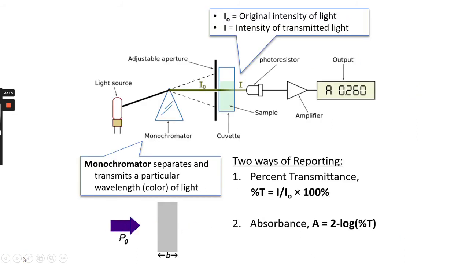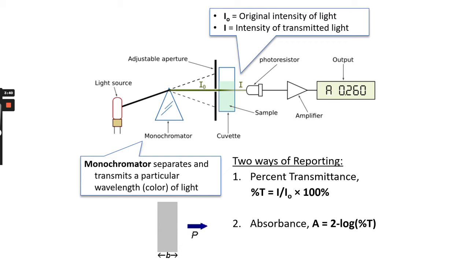So here's what's happening inside the machine. You have a light source, and it goes through a prism. It separates the wavelengths. It goes through the cuvette. Remember, this is 1 centimeter long. And then you have your sensor that picks up how much light is coming out. It amplifies it, and it gives you an absorption reading.